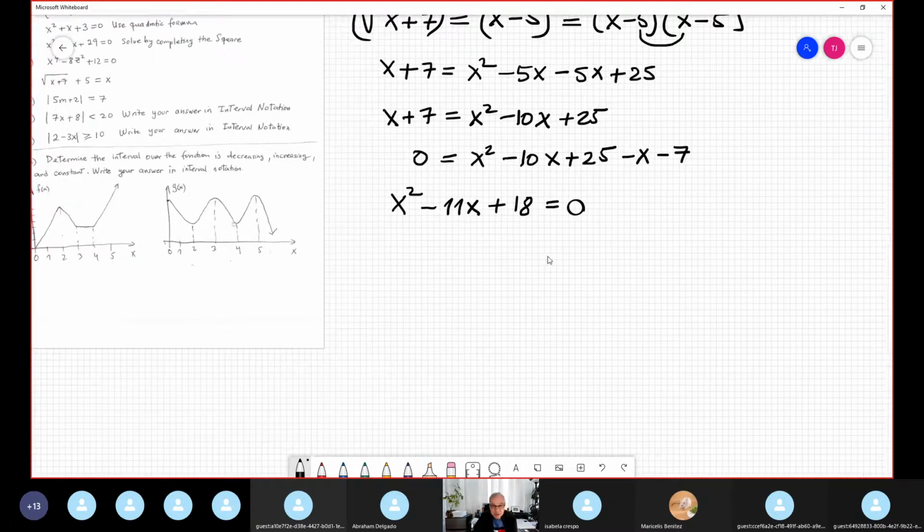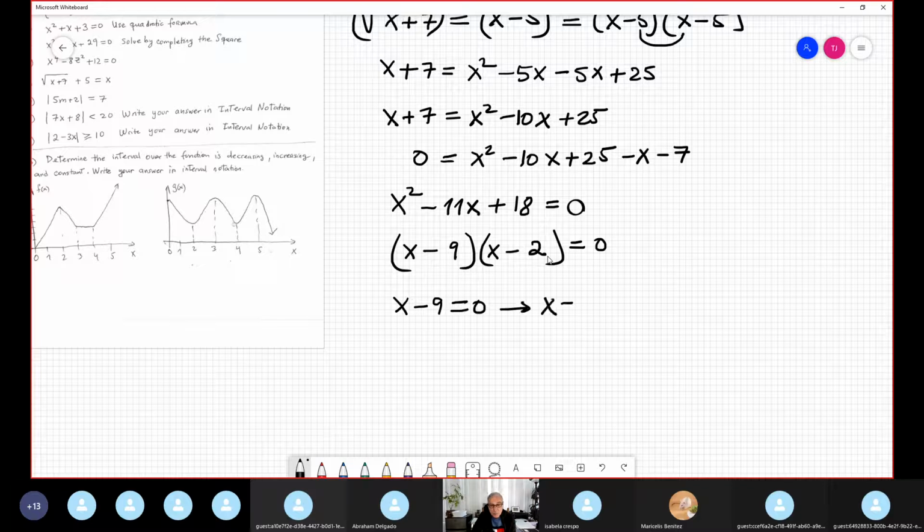In this case, the solution is super easy because it's possible doing by factorization, no? Because the combination is obvious, it is 9 and 2. 9 times 2 is 18 and 9 plus 2 is 11. In this case, same sign, both negative. So x minus 9 equals 0, one solution is 9. And x minus 2 equals 0. We have two potential solutions.